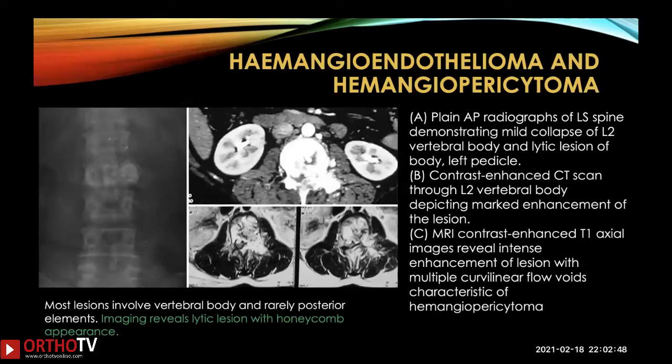Another one is the hemangioendothelioma and hemangiopericytoma. These are also aggressive tumors, and the imaging reveals a lytic lesion with a honeycomb appearance. So just to go through these four images, the one on the left is an X-ray which shows involvement of the pedicle, and then you have a contrast CT scan which shows involvement of the vertebral body. Then you have another image which shows the MRIs. This shows intense enhancement of the lesion with multiple curvilinear flow voids, which are characteristic of hemangiopericytoma.